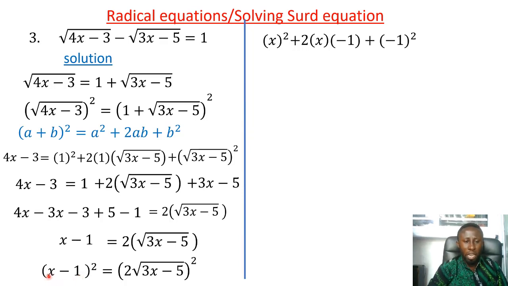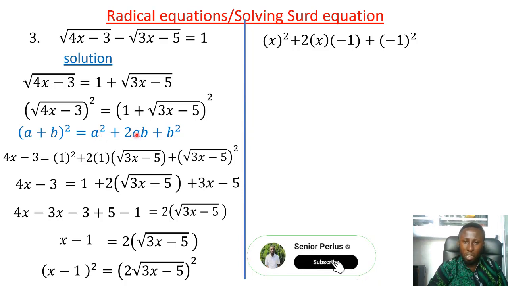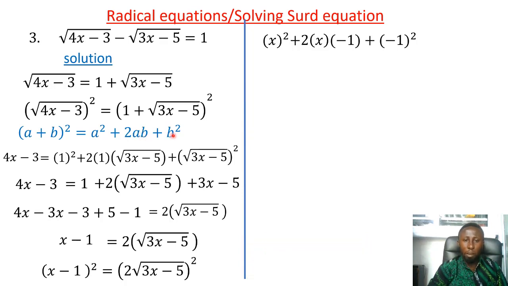Yeah, so s minus 1. This one is our a, this one is our b, negative 1 is our b. So we are using this one, right? So that's why we got s square plus our a is what? S, our b is what? Negative 1. And our b here is what? Negative 1. This is what we have done here.